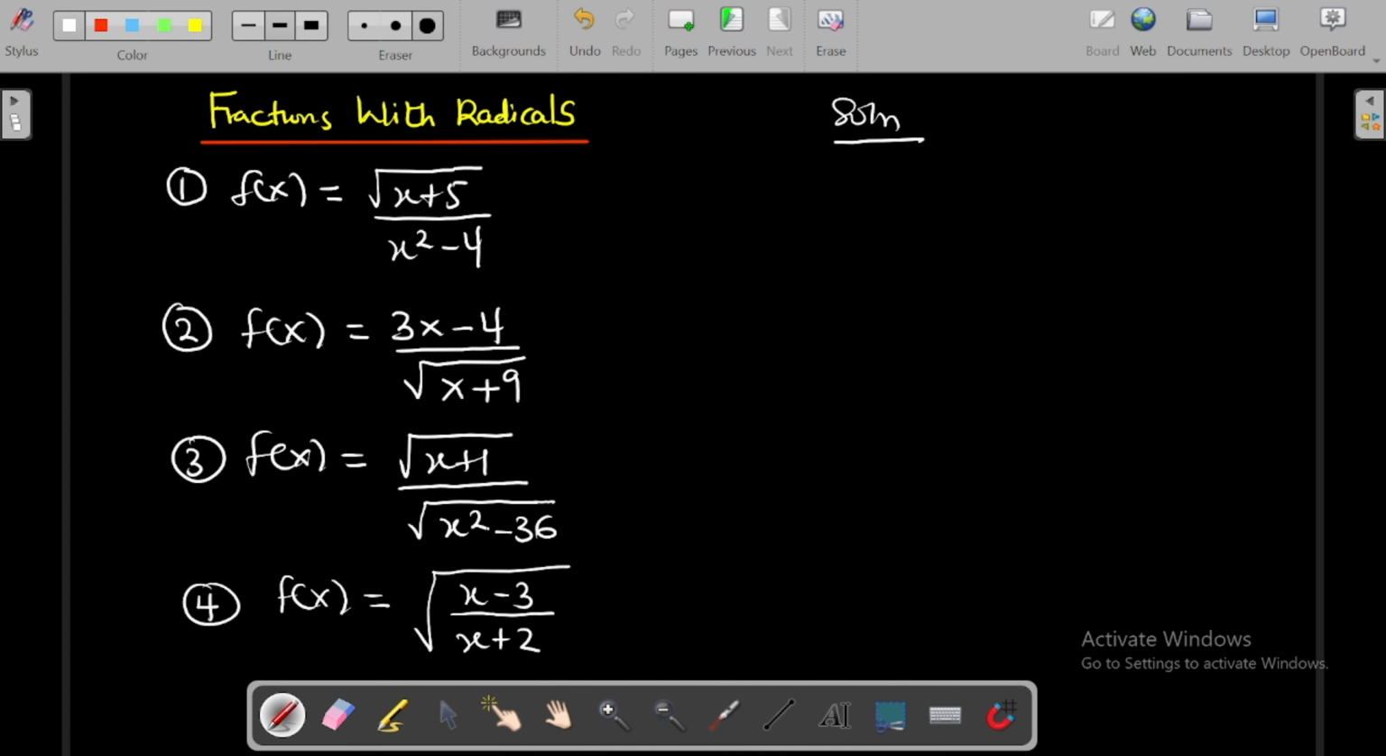Okay, so now let's look at our first question. Our first question is f of x is equal to square root of x plus 5 all over x squared minus 4. Okay, so since we have a fraction, we ask ourselves, is there any value that can make the numerator undefined, and is there any value that can make the denominator undefined? When you look at the numerator, you realize that this function can be undefined if we have a negative under the square root.